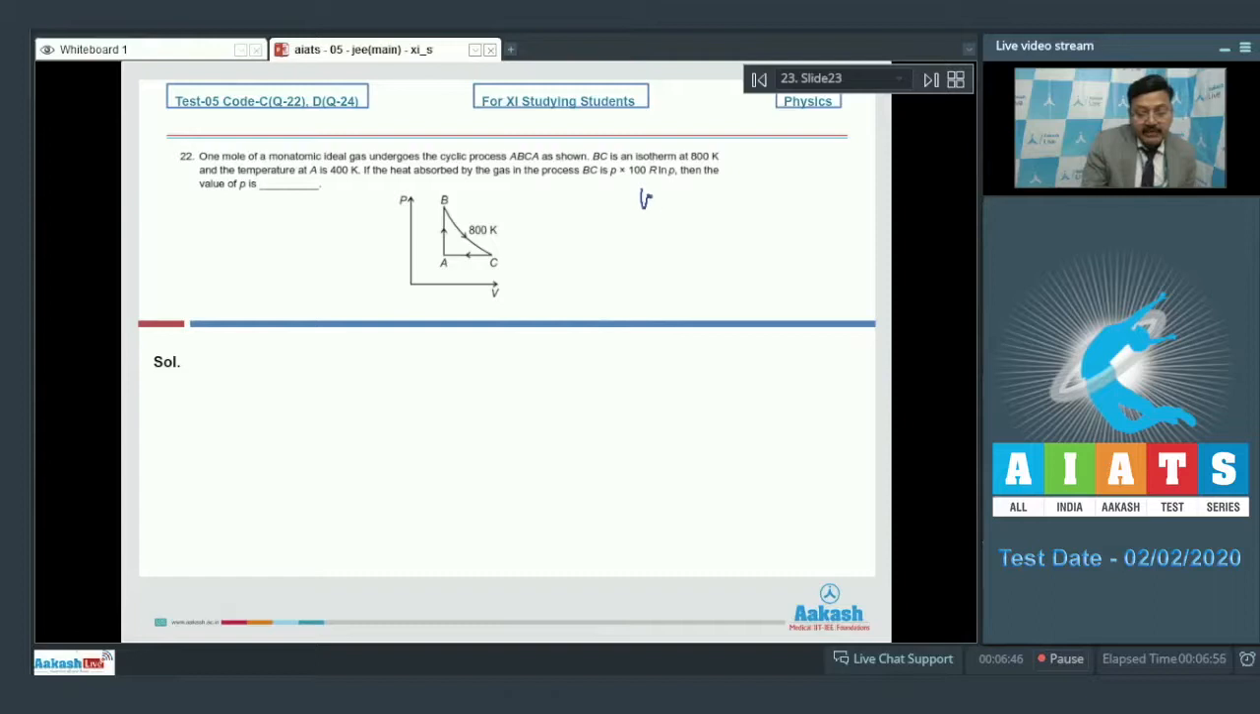and we know that work done in isothermal expansion can be given as W is equal to nRT ln Vf by Vi, the final volume by initial volume. Now in this particular case n is 1 and the temperature is 800 Kelvin. So this is equal to 800 R into ln Vc by Vb.